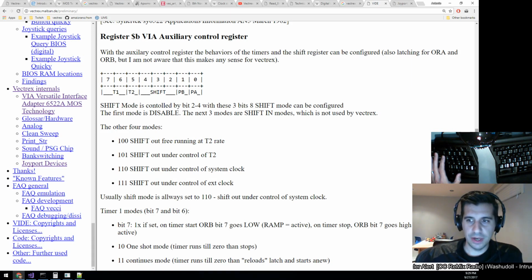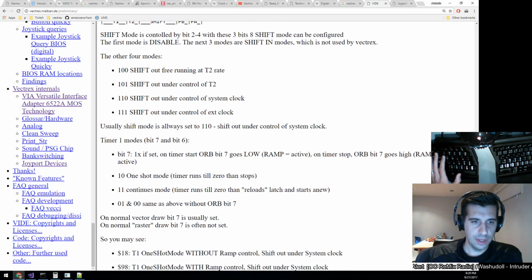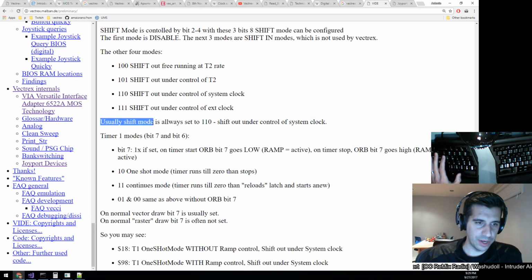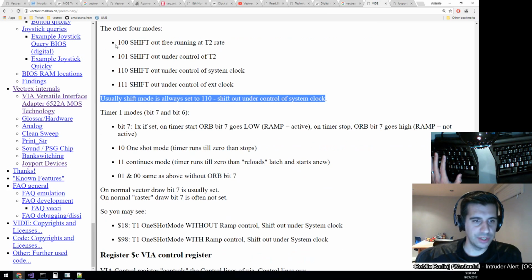So just some stuff here about auxiliary control registers. He says usually, this is what I programmed, right? Usually shift mode is always set to 110, shift out under controlled system clock. And that's all I support. So if any of these happen, we're gonna get an assert if it's not 110.